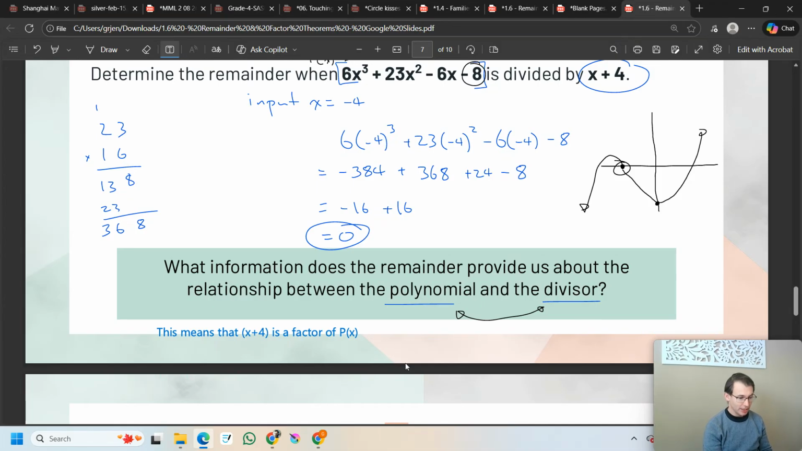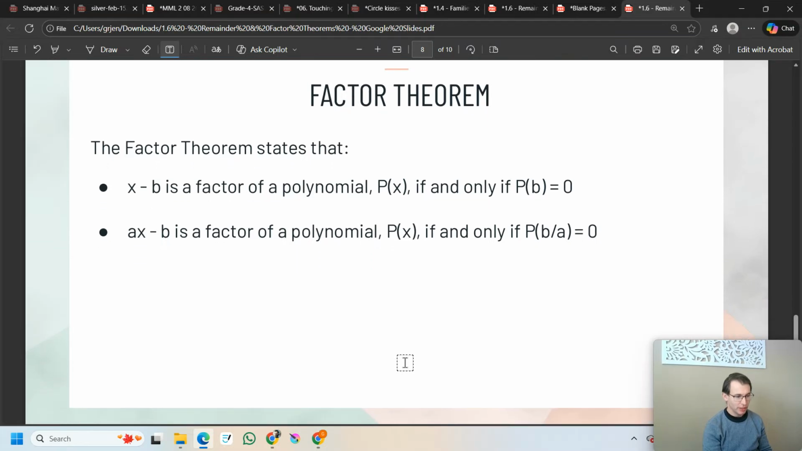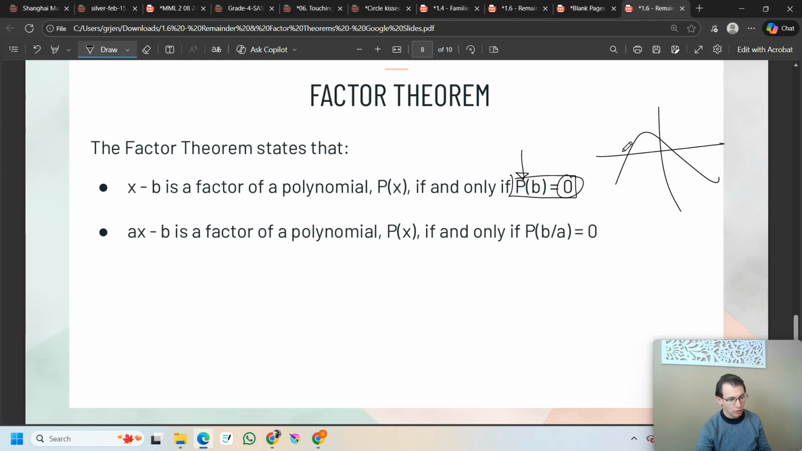All right, so that leads us into the factor theorem. The factor theorem states that x minus b is a factor of the polynomial p of x if and only if p of b is 0. Why is that? Well, because if this polynomial outputs a 0, that means it's crossing the x-axis at that point. And ax minus b is a factor of p of x if the remainder is 0, and that would mean that p at b over a equals 0. So that would be for these ones.